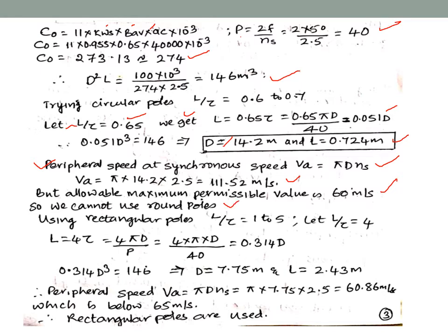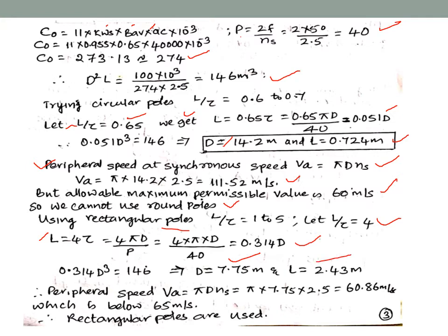Okay. So now, you can go for rectangular poles. Okay, use rectangular poles. The L by tau ratio is 1 to 5. So select the L by tau ratio equal to 4. So L is equal to 4 tau. Substitute here L is equal to 0.314 D. From this, D and L, if you separate, D comes out to be 7.75 meter. L comes to be 2.43 meter.